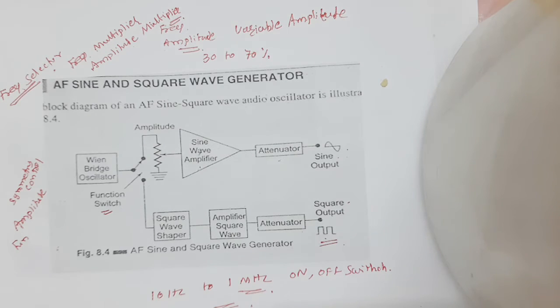Now we are discussing the function generator. What is the function of a function generator? It generates square wave, sawtooth wave and sine wave. These three waveforms we are getting from the function generator. You already know and have already worked on the function generator.